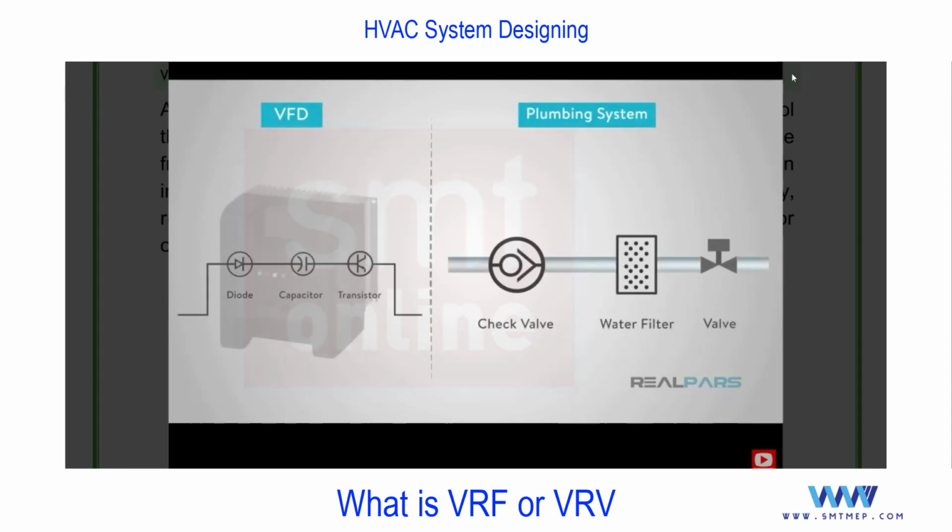Now, I know this is a lot of information to take in. Let me compare the internal workings of the VFD with a simple plumbing system. First, let's look at the diodes that convert the AC to DC. This operates like a check valve in a water system. A check valve, like a diode with electricity, only allows water to flow in one direction. The capacitor acts as a water filter to keep everything clean and usable. The transistors act like valves. They turn the flow on and off when needed. This allows the VFD to adjust the frequency of the motor.